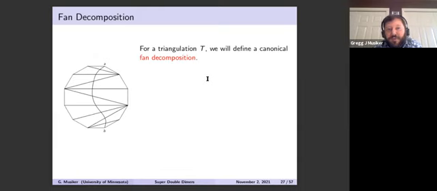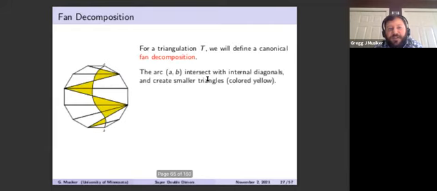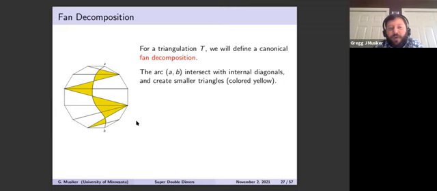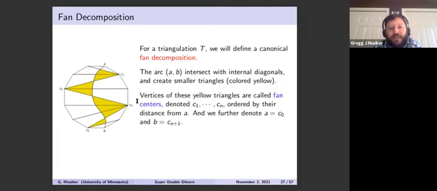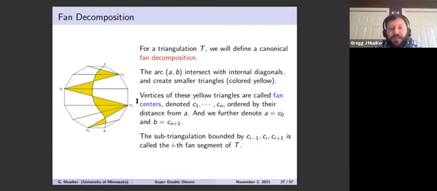And we want to first define a canonical fan decomposition. So for that, we consider the fan centers by intersecting the arc from A to B with all the internal triangles. And we highlight when we get smaller triangles instead of quadrilaterals. And those end up being the fan centers. And these subtriangulations end up being fan segments.